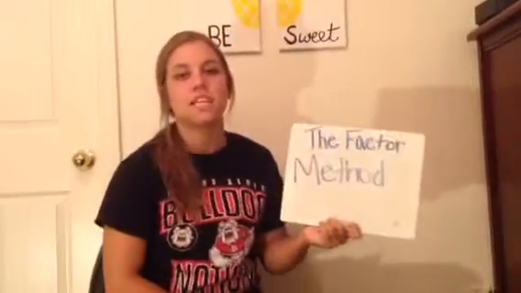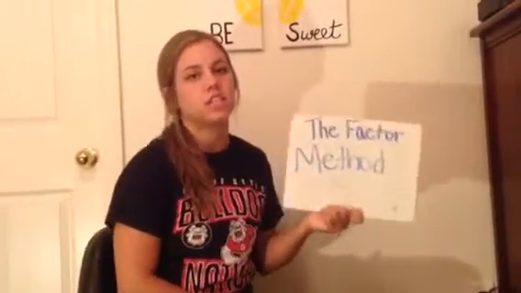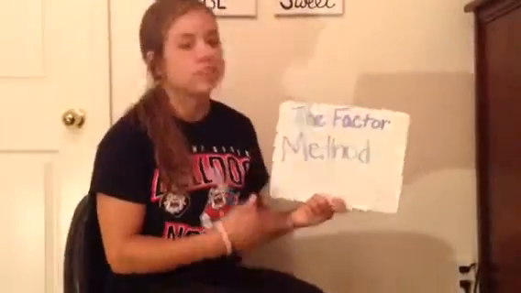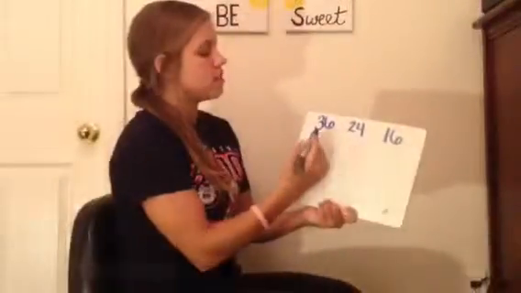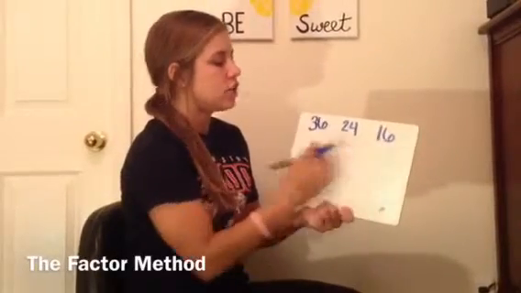My name is Jacqueline Blakeship, and today I'm going to teach you 3 different methods to find the GCF of 3 different numbers. So for the first method, it will be called the factor method. For this method, you take 36, 24, and 16 and you factor them.